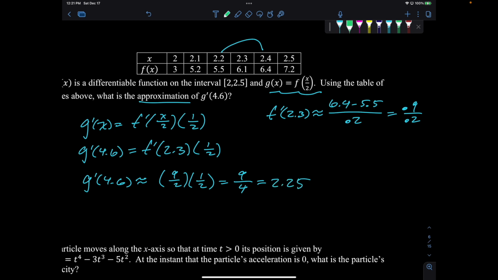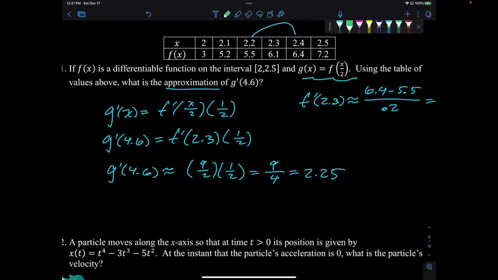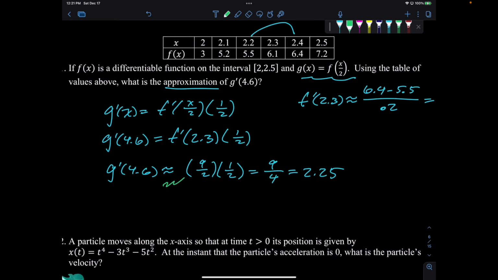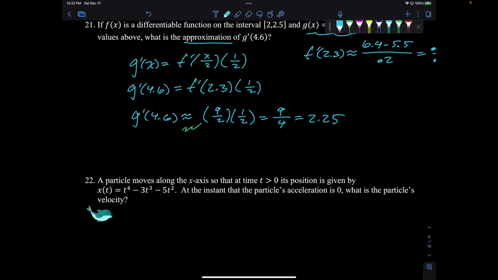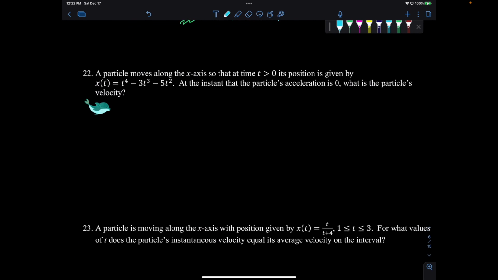Okay, so a thing that's really important is this approximately equal to sign. We need that. It's not actually that. We're only approximating it. We can't actually find the exact value in this particular problem. All right, new problem. And it's our little dolphin friend.